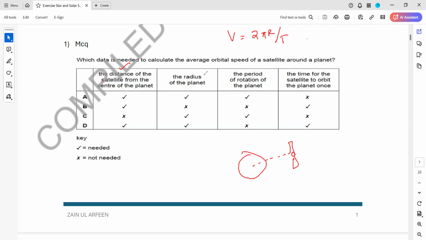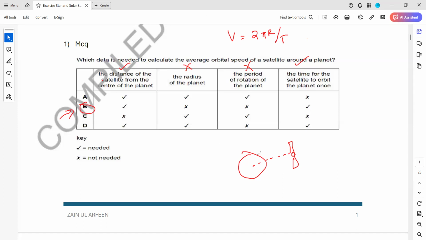We need this. Option B, the radius of the planet? No, we don't need the radius of the planet. The period of rotation, like the time it takes to complete one rotation, that we don't need. I mean, the time for a satellite to orbit the planet, we need. Yeah, option B is the right answer. Is it clear?